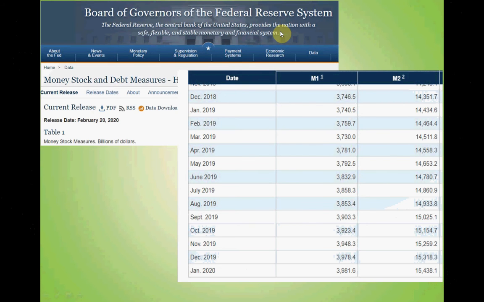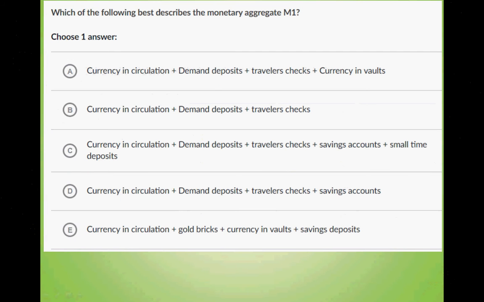All right, let's do some review questions. Which of the following best describes the monetary aggregate M1? Take a second and look at this. All right, so hopefully you've looked at it and figured it out. There's a few things that you should always look for. Currency in vaults. Well, that can't be M1, because currency in vaults is the reserve. That is only for M0, the monetary base.